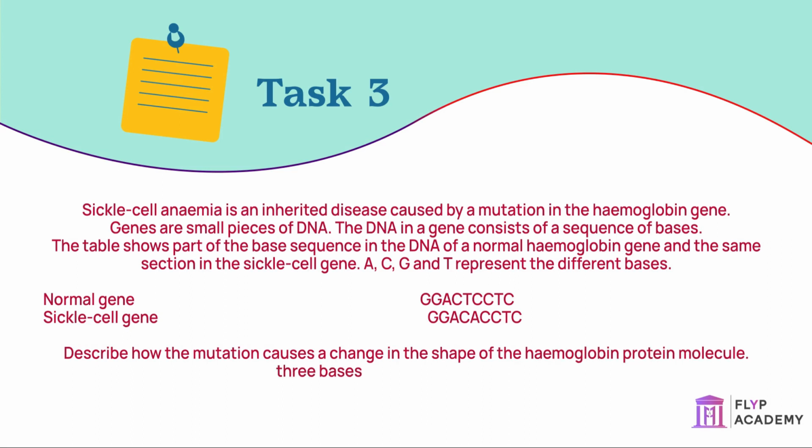3 bases code for 1 amino acid. The middle code of CTC is now CAC because the T changed to A, so will be a different amino acid in the chain, so the protein will have a different shape due to a different sequence of amino acids.